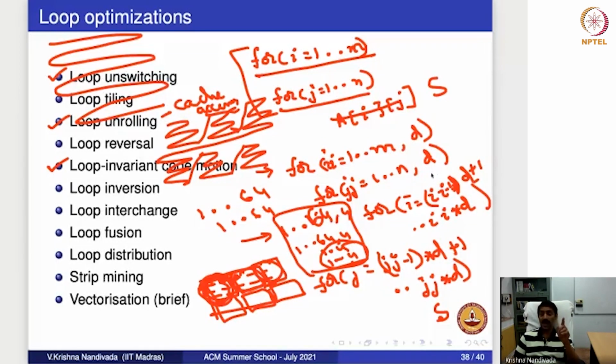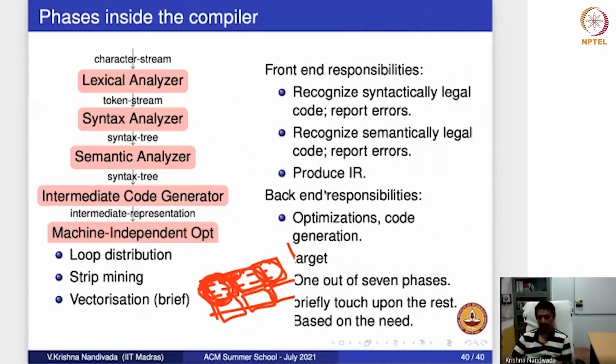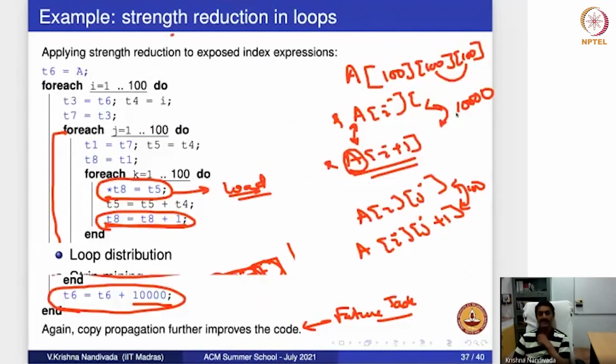For this to be done, remember, after I have done this transformation, the order of the execution has changed. So this can be done only when in different iterations, let's say S11, S12, S13, S14, S21, S22, S23, S25, all of them are independent. So this can be done only if all the iterations are independent. Unfortunately, for lack of time, I'm not covering the dependence analysis.